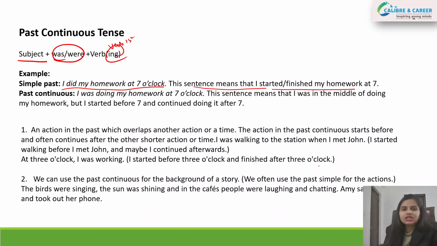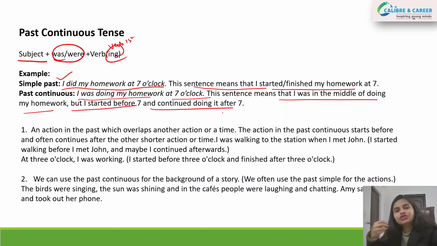While if we talk about past continuous, what does it indicate? The same example we can take in past continuous as well. "I was doing my homework at 7 o'clock." That means it indicates that the student still has not completed the work. That is still continuing. So this sentence means that I was in the middle of doing my work, but I started before 7 and continued doing after 7 as well, since it has not mentioned that the action is completed or not. So with respect to your past continuous tense, the action is still continuing. All right, it started in the past, but it is still continuing.